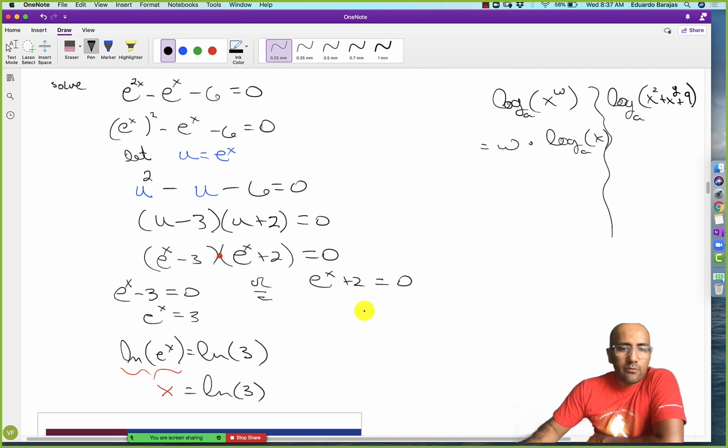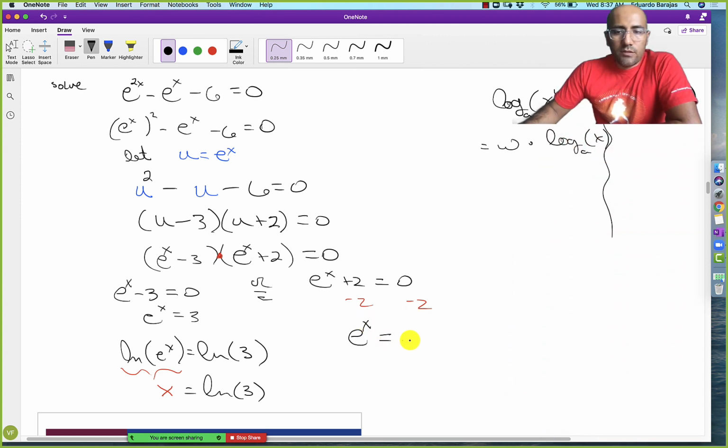Over here, we do the same thing. We subtract 2 from both sides of the equal sign. Minus 2, minus 2. And so we get e to the x equals negative 2. And that should be where we realize that that is leading to a dead end.